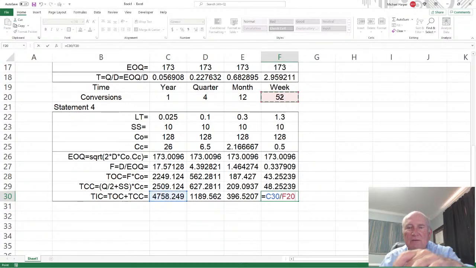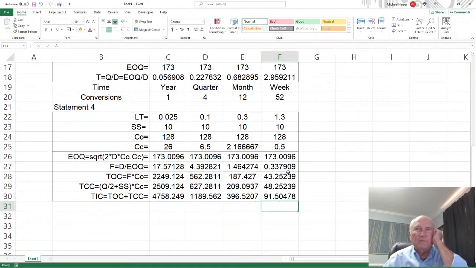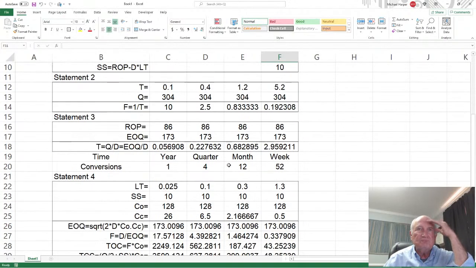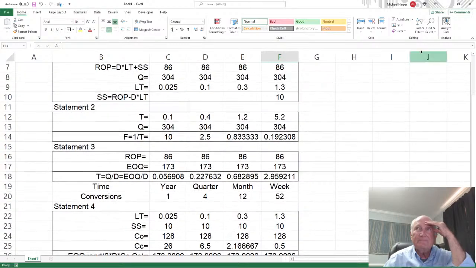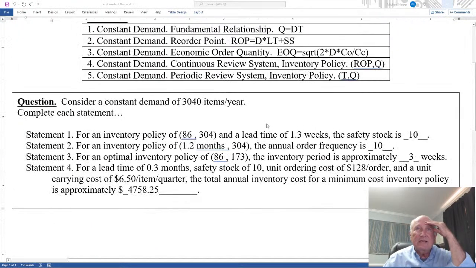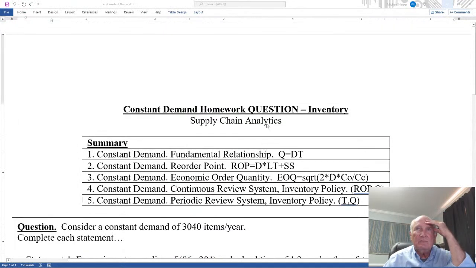Now I'm doing this step by step. I'm sure you could probably do this a little bit more streamlined, but there's all the numbers. There's all the numbers that we can use as a reference. Okay, and so that's the answer to the constant demand problem.